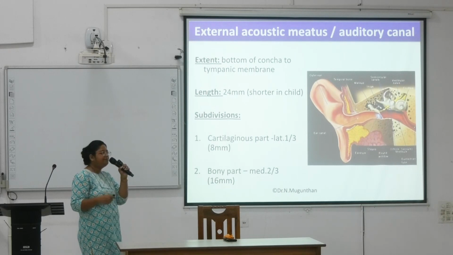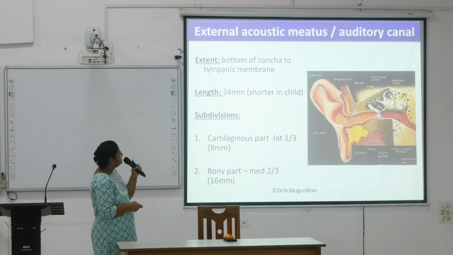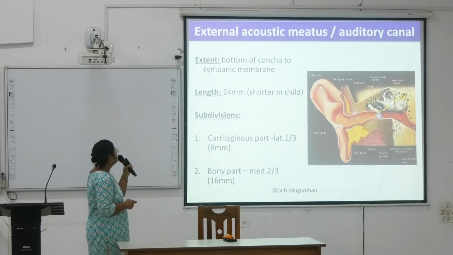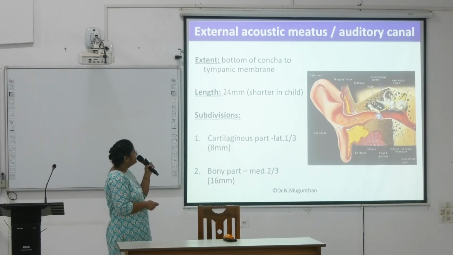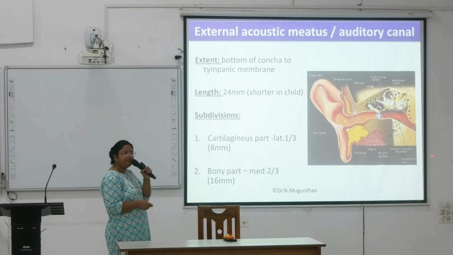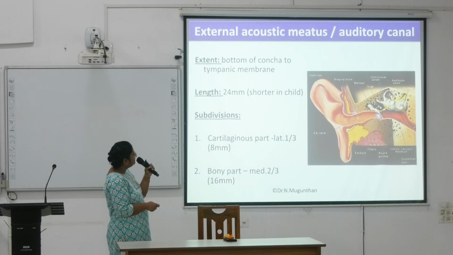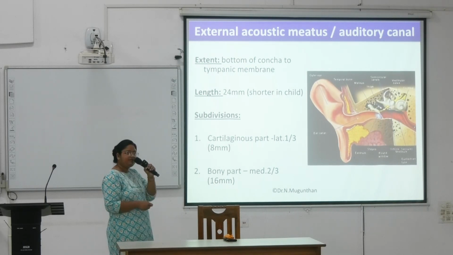Now after the pinna, we enter into the external auditory meatus, or auditory canal. What is the extent? From the bottom of the concha to the tympanic membrane. See, this part is the concha, which you have learnt in the previous picture. So from the bottom of the concha up to the tympanic membrane, this part is known as the external auditory meatus.